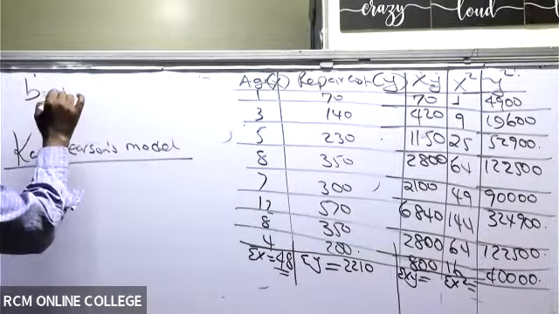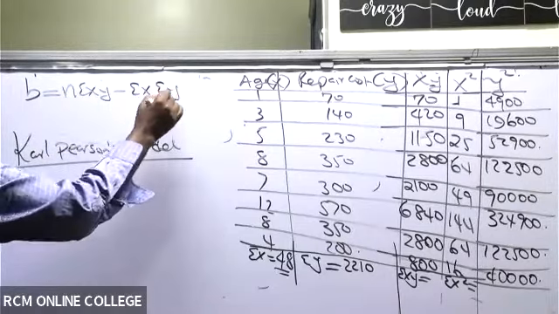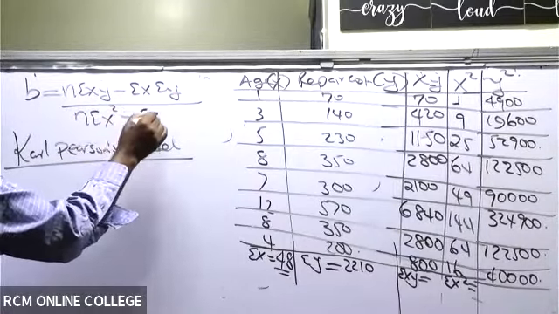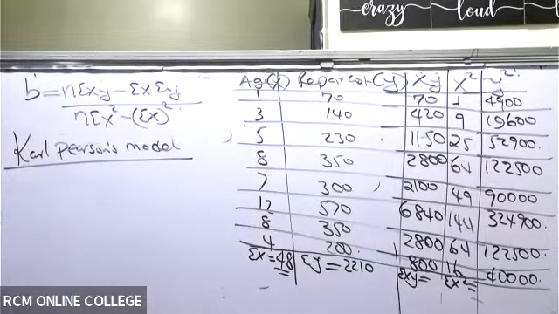To get B, we normally take n summations of xy, minus sum of x, sum of y, all over n sum of x squared minus, in brackets, sum of x squared. That is the formula for getting B.